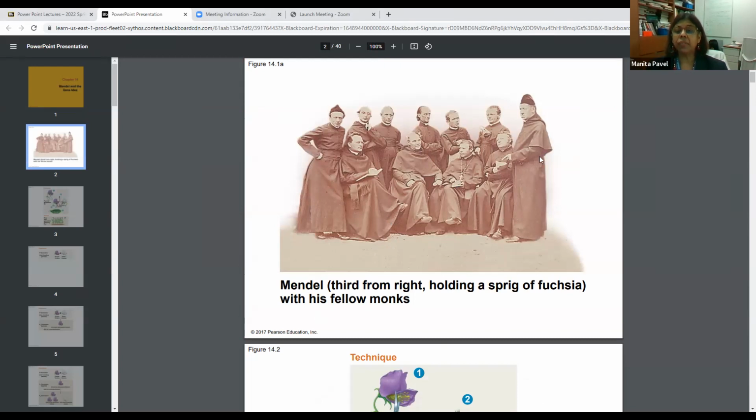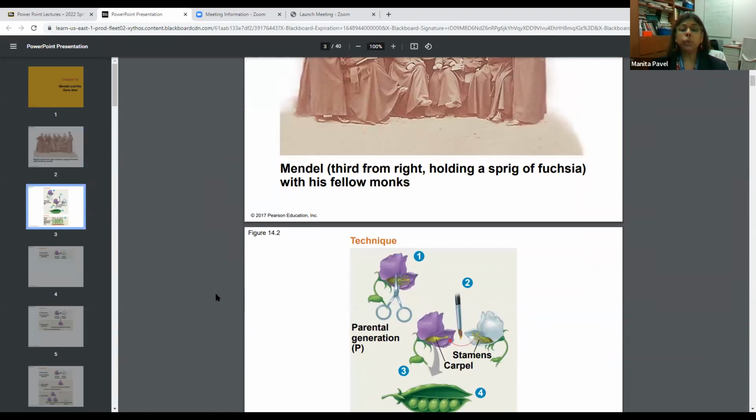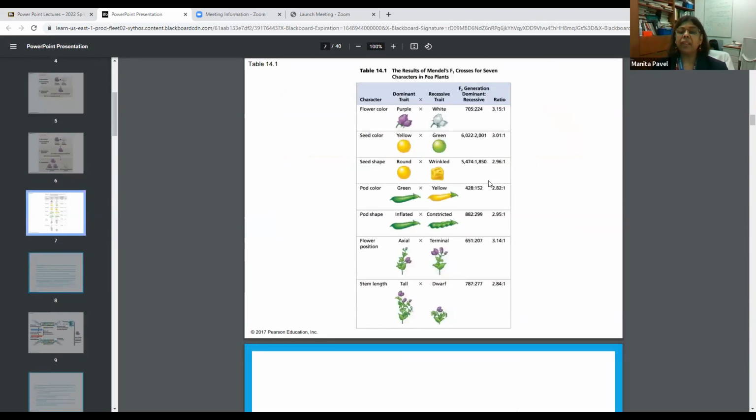And as we can see here from right, 1 to 3, Gregor Mendel is the one holding the sprig of fuchsia with his fellow monks. He is called the father of genetics. He worked on the garden pea plant to study all these 7 pairs of contrasting traits. And this is in the slide, Mendel's 7 pairs of contrasting traits.